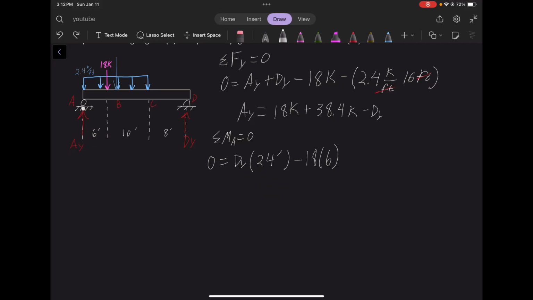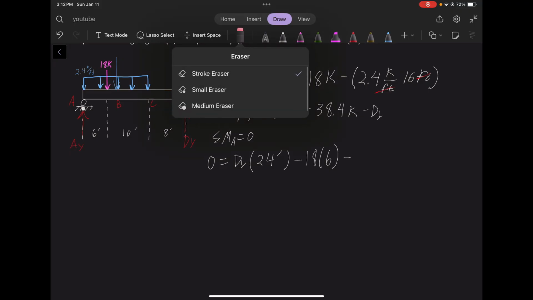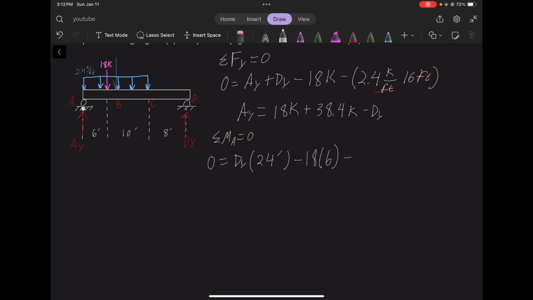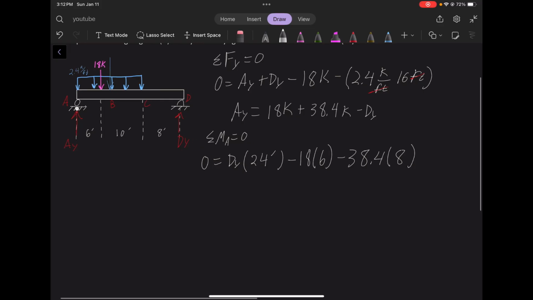B, the point load. Minus, again, remember as I said, the 38.4 force is going to be positioned at the center of the distributed load, which would be 38.4 times, I don't know why I'm changing my convention here, times 8 feet. And I kind of dropped using units here. But solving for DY, we get that DY equals 17.3K.